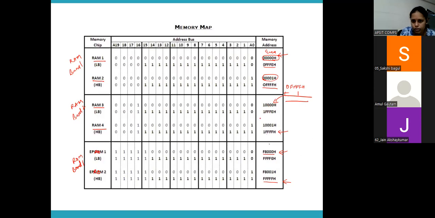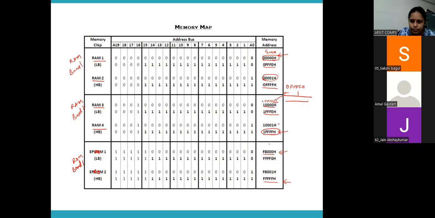So if it starts at 1000, what will be its ending address? 1FFFH, right? How do you calculate the ending address? Whatever zeros are in the starting address become 1 in your result. So this is 1. So what will be the ending address? The ending address will be 1FFFH. So you can see 1FFFH. So if this is 1FFFH, this will be 1FFFH, right?